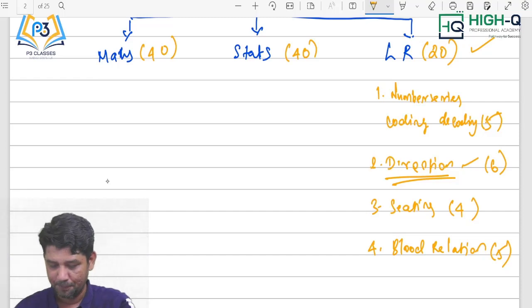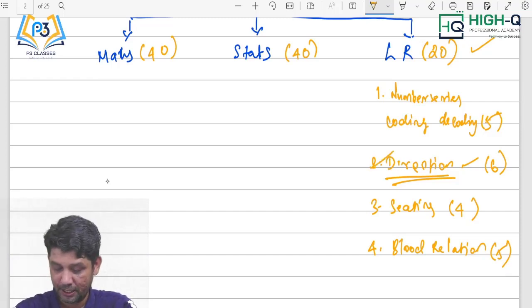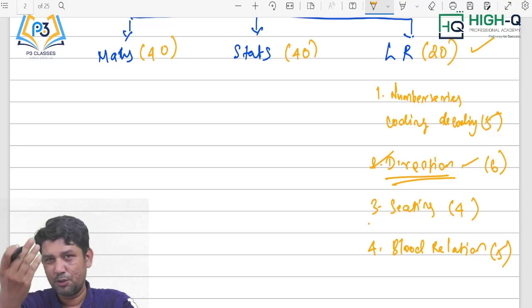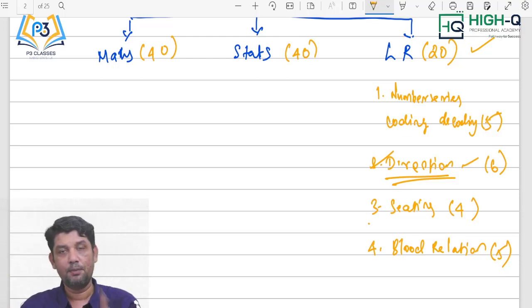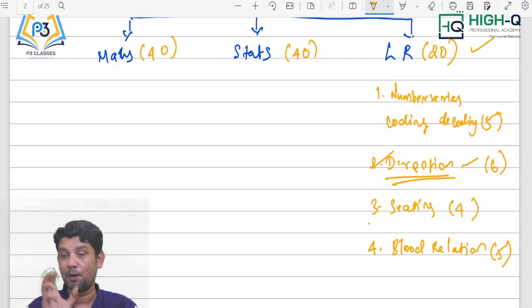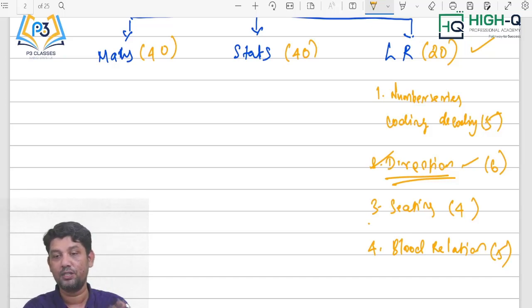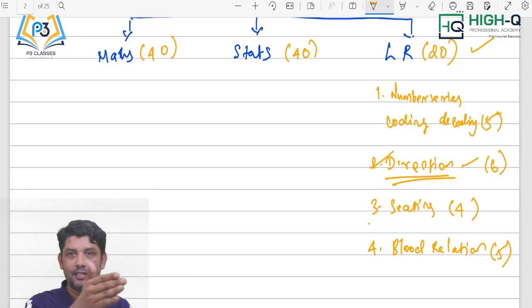So now tell me, which one will I give importance to most? Direction, blood relation, number series, seating arrangement. Now tell me, as far as direction comes, you should not leave that question, you have to attend it. But when clock sums come, or the shadow falls on which side, those problems, avoid attending those questions at the beginning. If direct direction questions are asked, then only you need to do them.